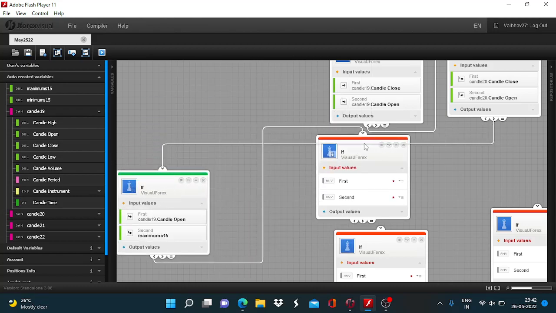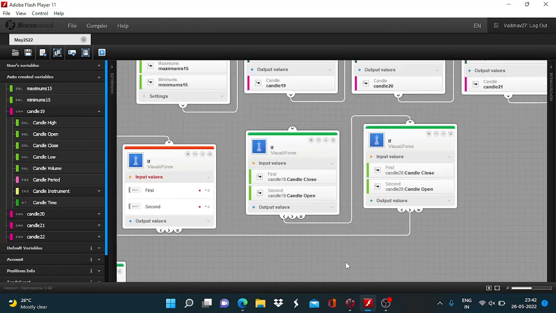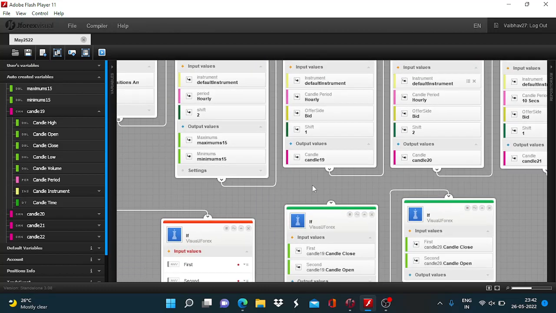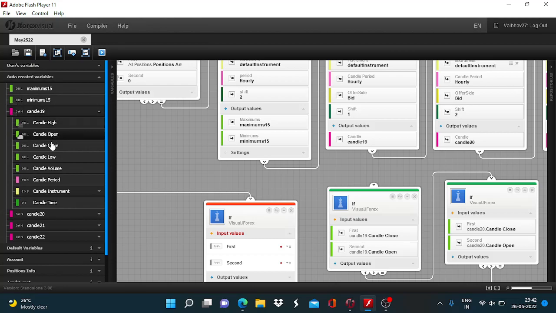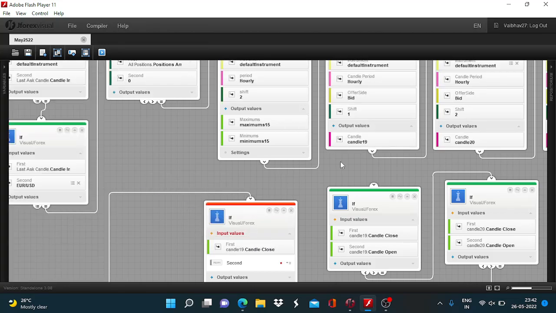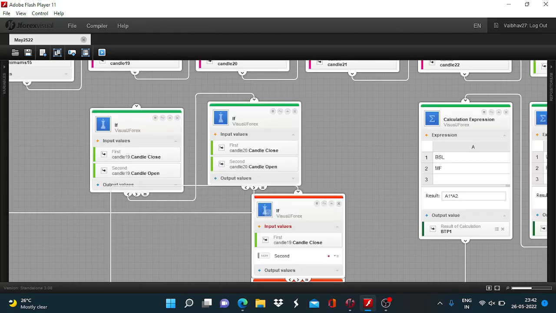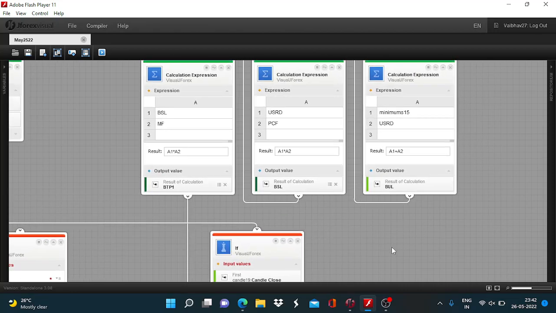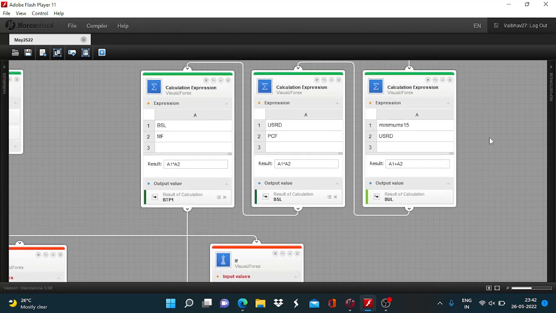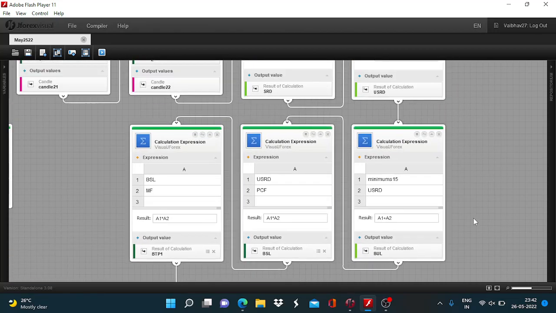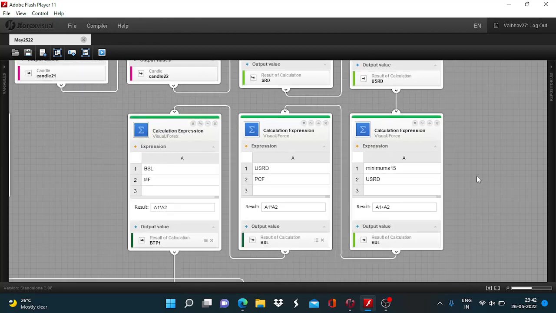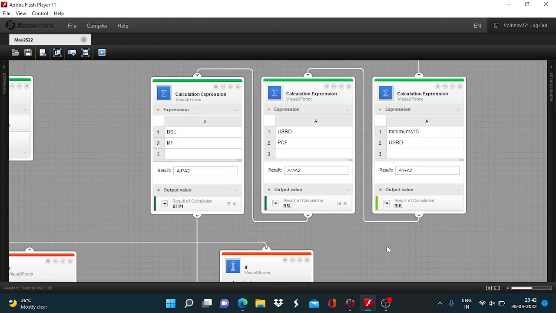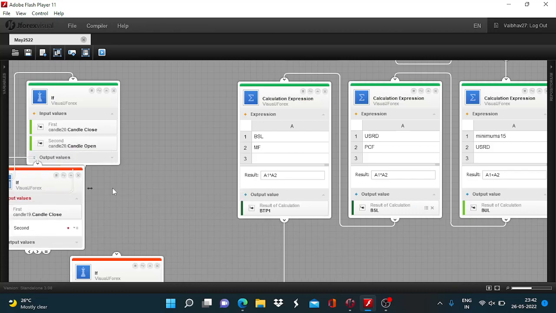Then candle 19 candle close should have happened within the predefined range. So again, I'm going to need candle 19 candle close, and then it will have to be compared with a predefined variable. So let me check if we have that defined or we need to define it anew. We don't really have it defined, so I will have to define it anew.